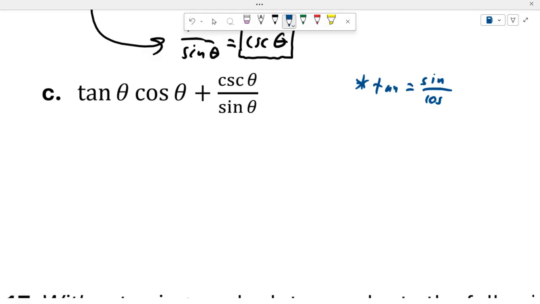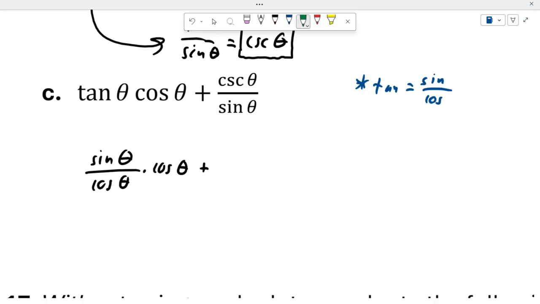All right, so tangent can be rewritten as sine over cosine. So that's what I'm going to do, and we'll see if that helps. So tangent is sine over cosine. Then we've got times cosine plus, well, cosecant is 1 over sine. And then I've got divided by sine.